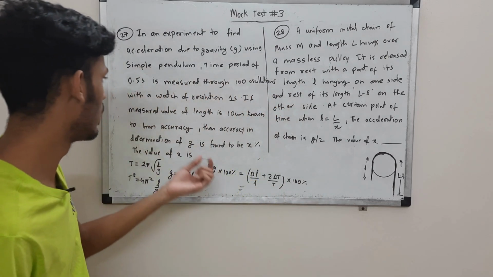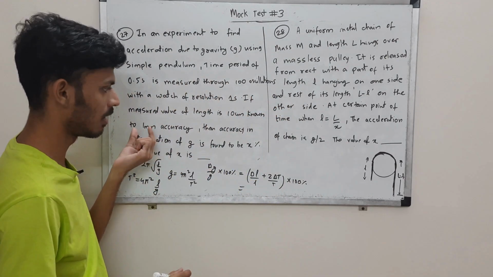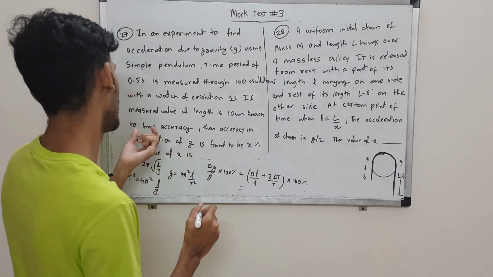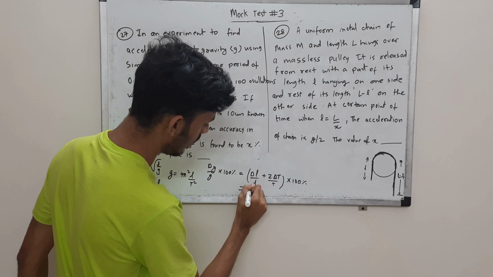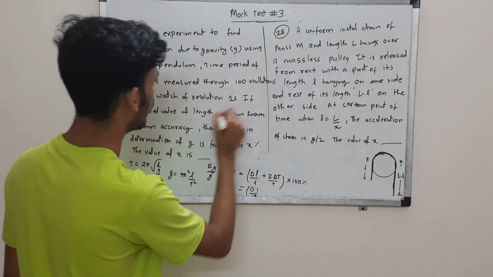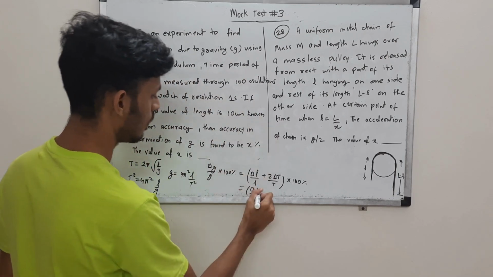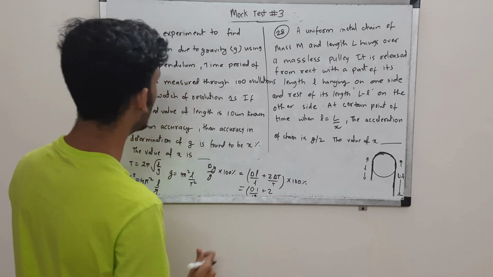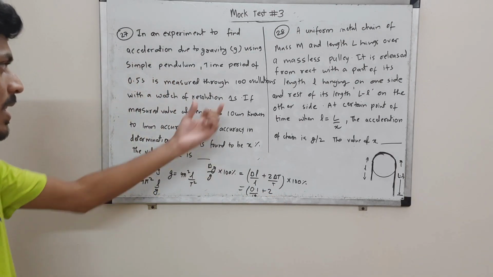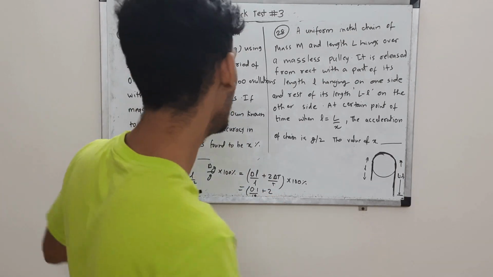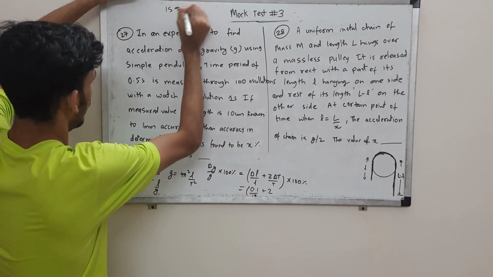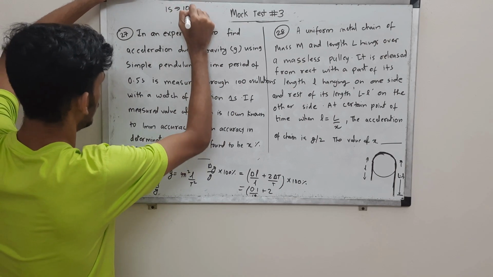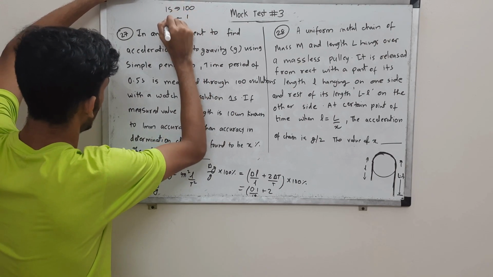Delta L by L, the error in length is 1 millimeter, so 0.1 centimeter, we can write it that way, divided by 10. 10 is the length of your pendulum. Plus 2 times delta T by T. Delta T, if you see, it is 1 second, right? No, it's not 1 second. It is 1 second for 100 oscillations, okay. So for one oscillation, it will be 1 by 100, okay.